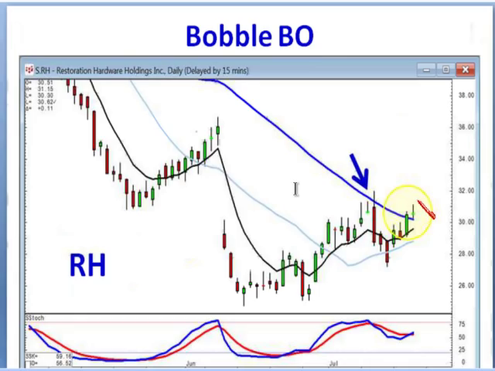Now, if it opens here and closes down here, what do we have? We've got a sell signal, a bearish engulfing, bearish left-right combo. Right here at the level it's supposed to be breaking out. What's that tell us to do? Close out the position immediately.